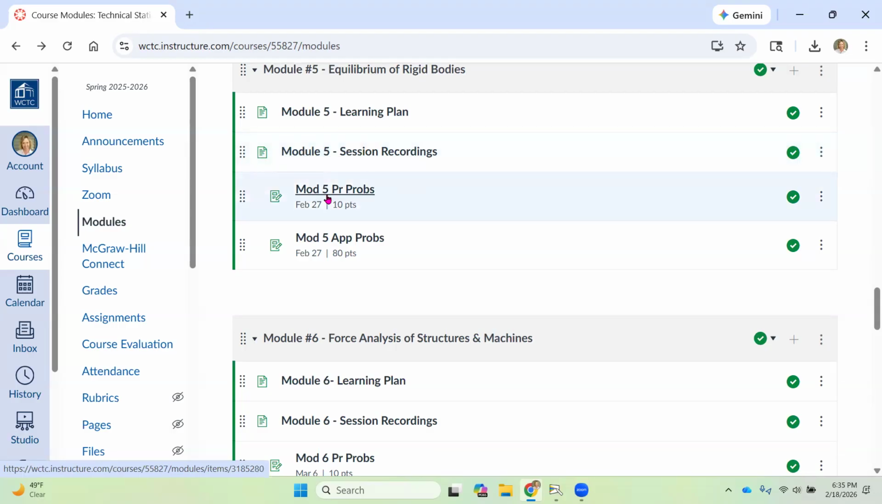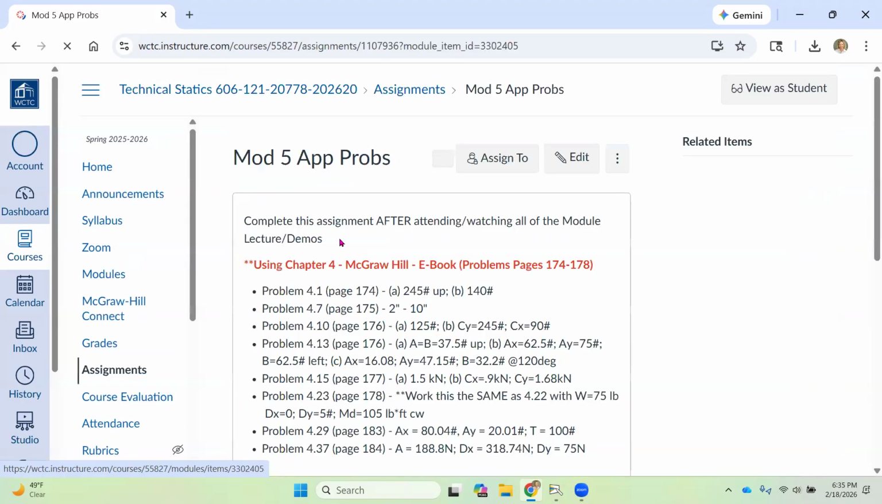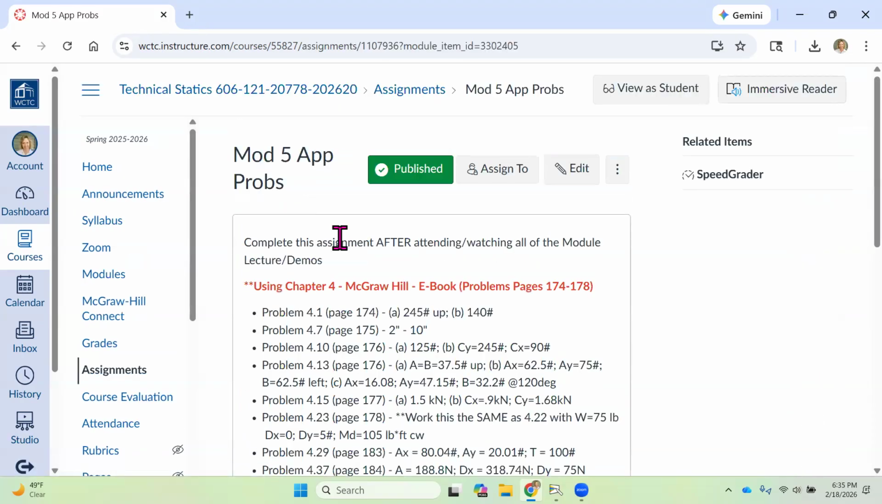Then you're going to notice here, this is going to be the assignment for the practice problems to hand in. So once we get through our guided notes, and do all of those samples and example problems, then you'll be ready to hand those in. And then your application problems are also going to come out of the Chapter 4 McGraw-Hill ebook, okay? It's not meant to confuse anybody.